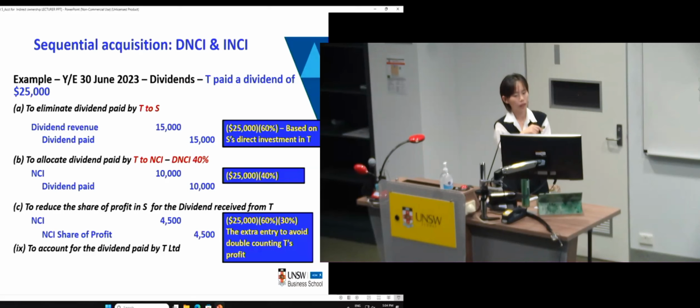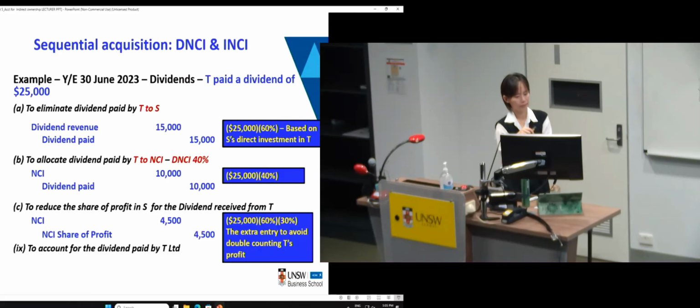No, this 30% is NCI in S because P Limited acquired 70% interest in S. The remaining 30% is NCI in S. Now, this one has nothing to do with tax because your adjustment is already off the tax basis. So this 30% represents NCI in S Limited. Now that's all our worksheet entries.